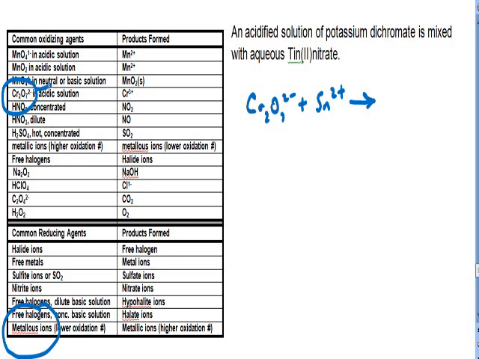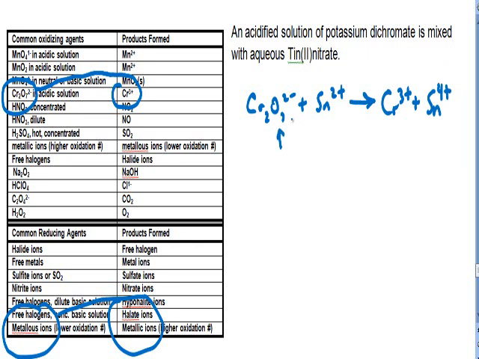Using the chart, we can see that our products, the dichromate, functioning as an oxidizing agent, is going to form Cr3+ ions. And our metal -ous ions turn to -ic ions. So the -ous turns to an -ic. So tin +2, which is stannous, is going to turn into stannic ions, which is Sn4+. And this would be our redox reaction.